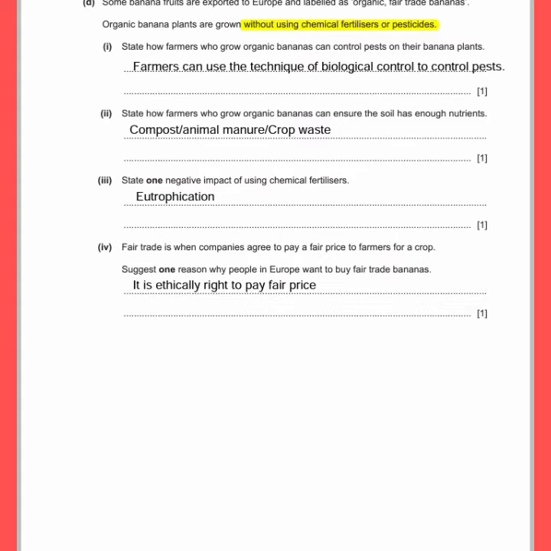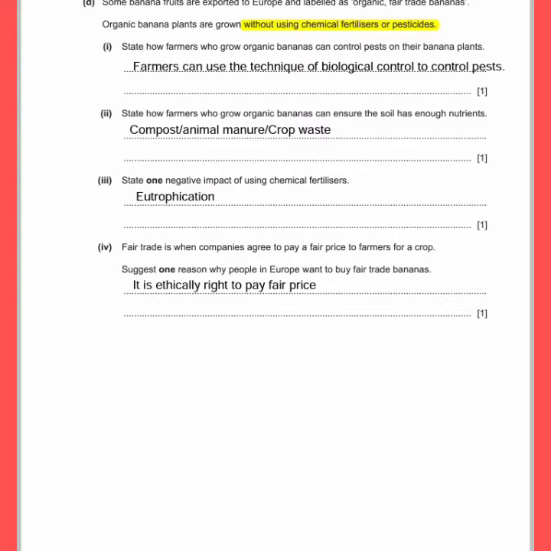Moving on, state how farmers who grow organic bananas can ensure the soil has enough nutrients. Again, we're not using chemical fertilizers, so other than chemical fertilizers, we have the idea of animal manure, crop waste, or compost, okay? Then moving on, state one negative impact of using chemical fertilizers. If you talk about pesticides, you have the idea of spray drift, and whenever you're talking about fertilizers, you have the idea of eutrophication. Write one term, because they're asking you to state, eutrophication, that's it.